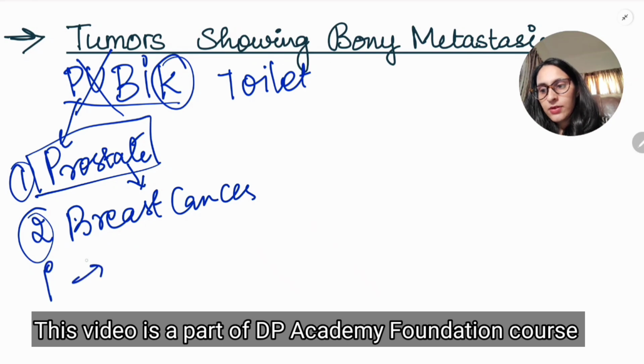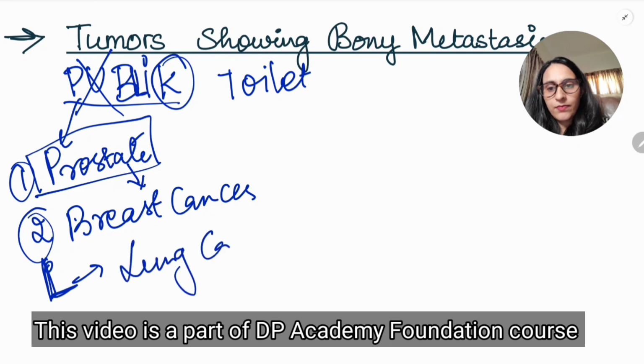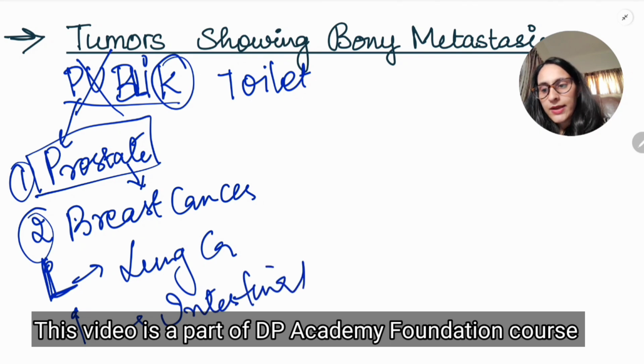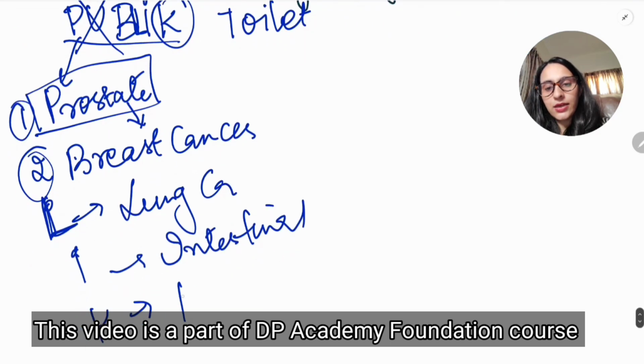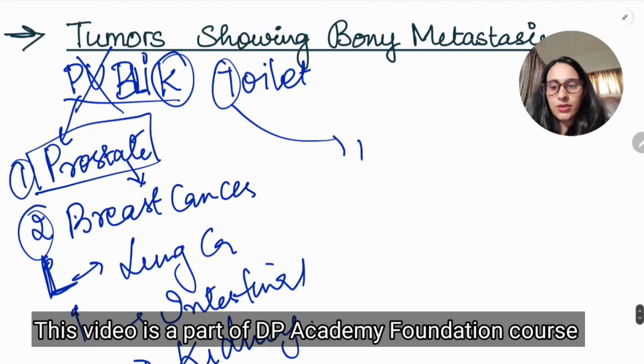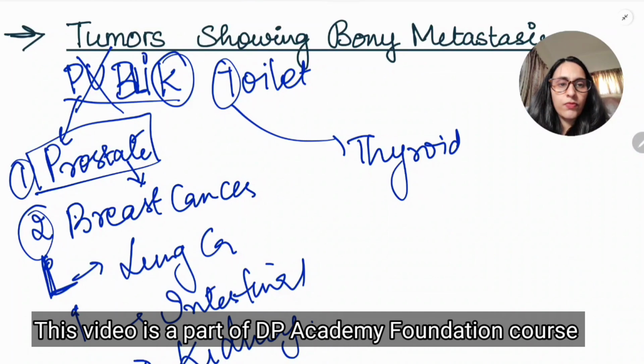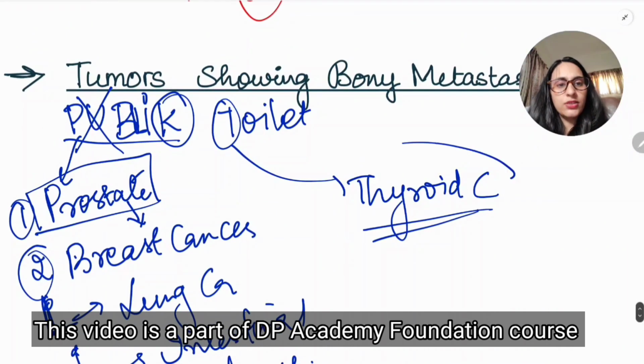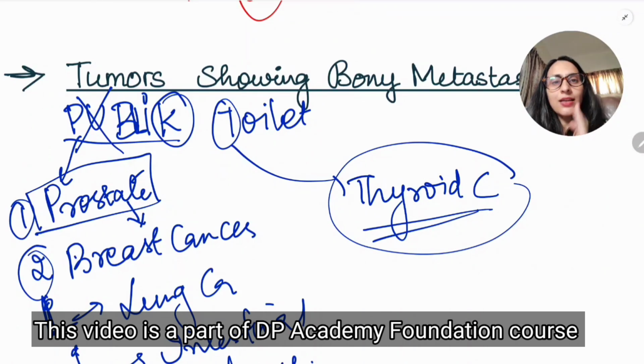Then from U we have public, L, P-U-B-L-I-C. L is the lung cancer. I is the intestinal cancer. And K is the kidney cancer, or you can say renal cancer. Just write kidney. And then from T we have toilet as the thyroid cancer. So these are the cancers that go and sit into the bone. For example, thyroid cancer goes and sits in the cervical vertebrae.